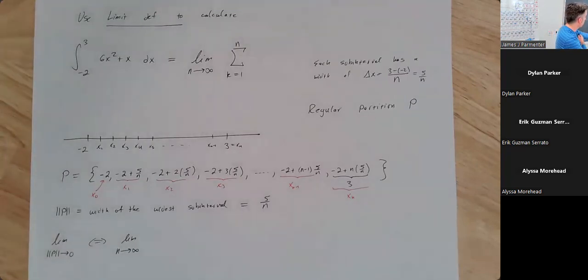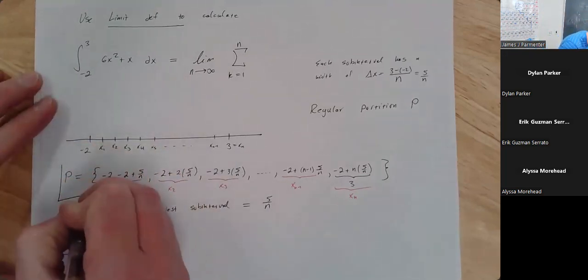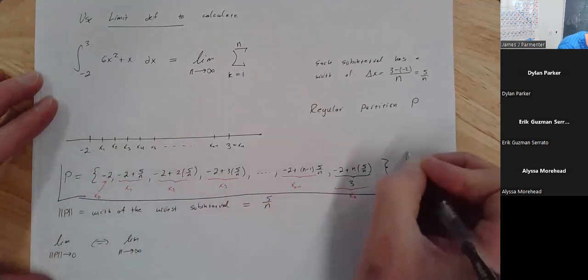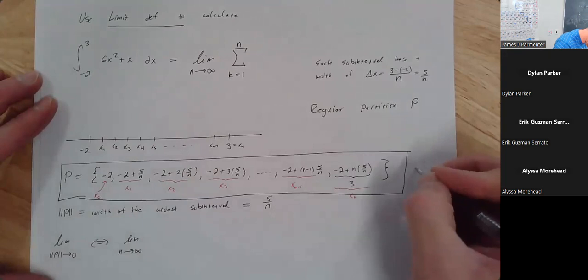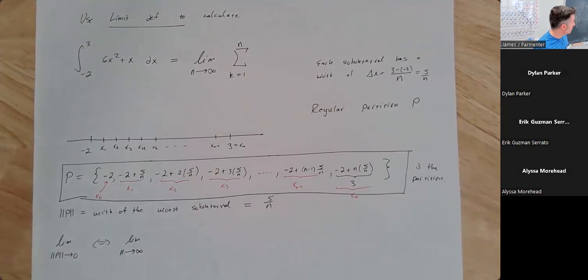Question? Are partitions defined in terms of the points on the x-axis or the width between each two points? The partition is defined in terms of points. So this set right here of points, this is the partition. And for the most part, we use a regular partition where each of the subintervals has the same width. So when we say the norm goes to 0, we basically mean the difference between x1 minus x0, or x of n minus x of n minus 1. Right, so it's all the same.